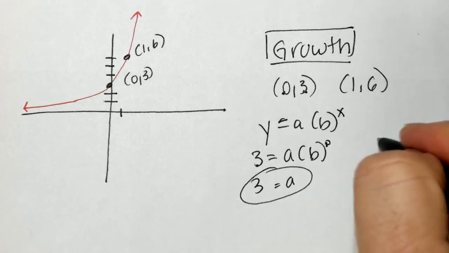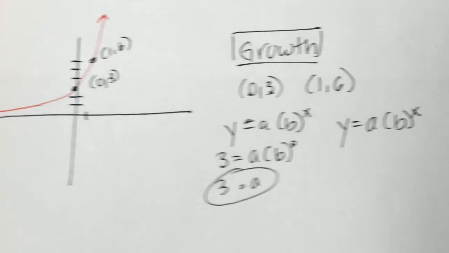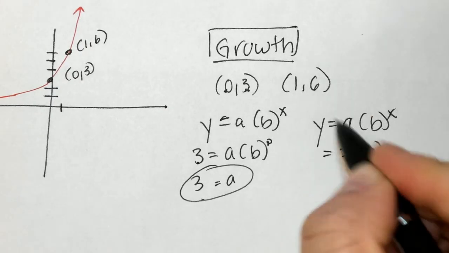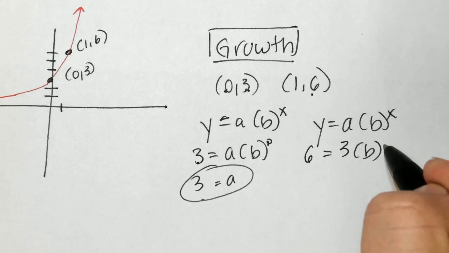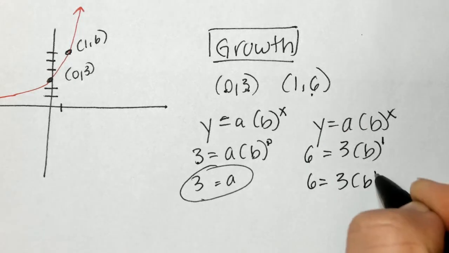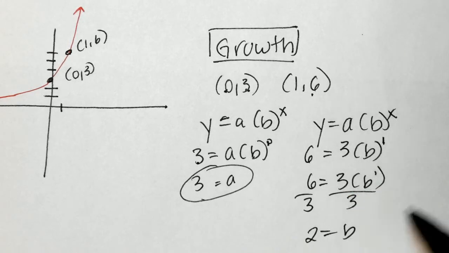Oh, I already know what a is. Let me do it again. y equals ab to the x. Now I know a is 3. And then I have an output of 6 and an input of 1. So 6 equals 3 times b to the first, divide by 3, divide by 3. 2 equals b, or b to the first.